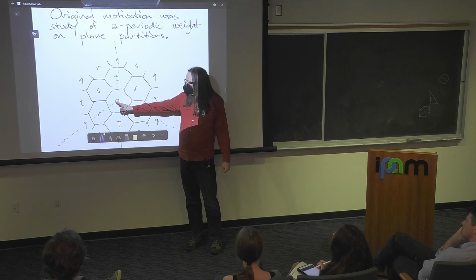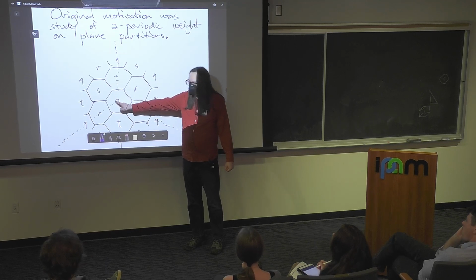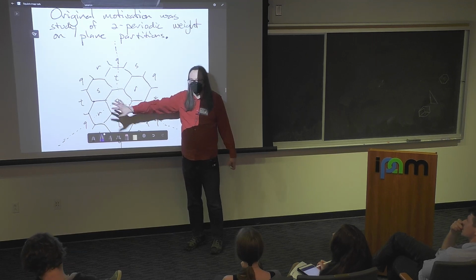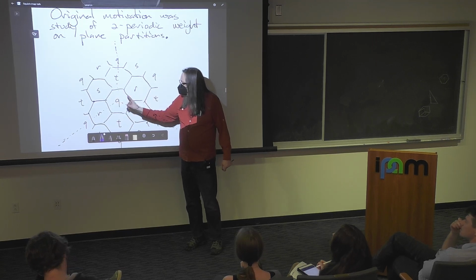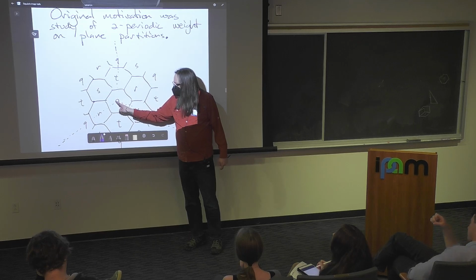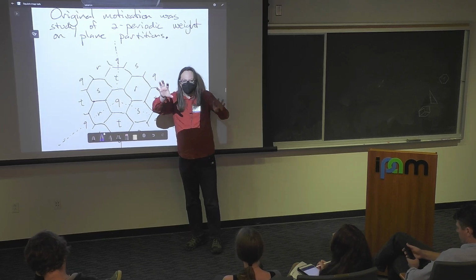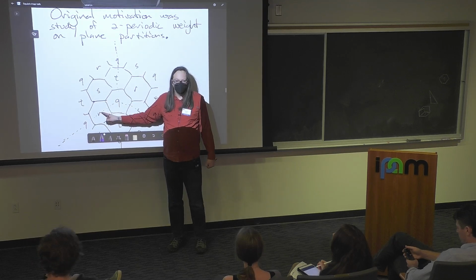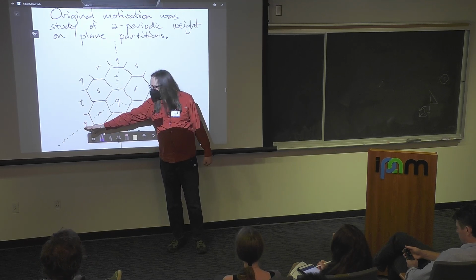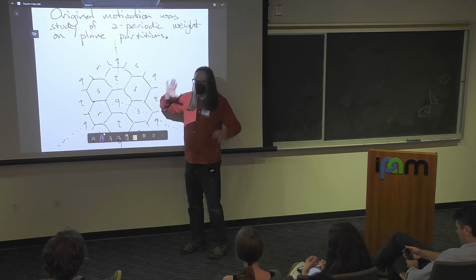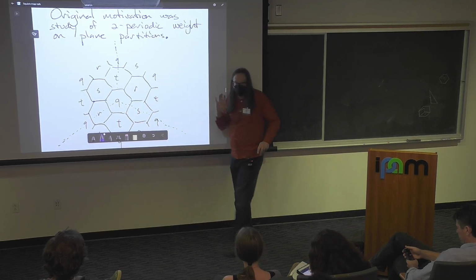Boxes in the corner get weight Q. Here I've drawn the weight in the middle of the cells. So if you put a box there, that's the origin, it gets weight Q. Here's the point that's one out on the x-axis. If I put a box there, it gets weight R. And if I put another box out on the x-axis, it gets weight Q again. So there's this very particular two-periodic weight function on plane partitions.